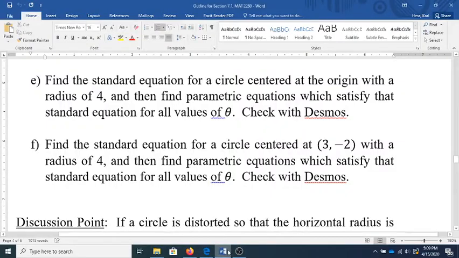Well, let's go over and let me see. That was part E. Okay, we did all that. Part F. Find the standard equation for a circle centered at 3, negative 2 with a radius of 4, and then find the parametric equations which satisfy the standard equation for all values of theta. So pretty much same deal, but we're moving the center of the circle.